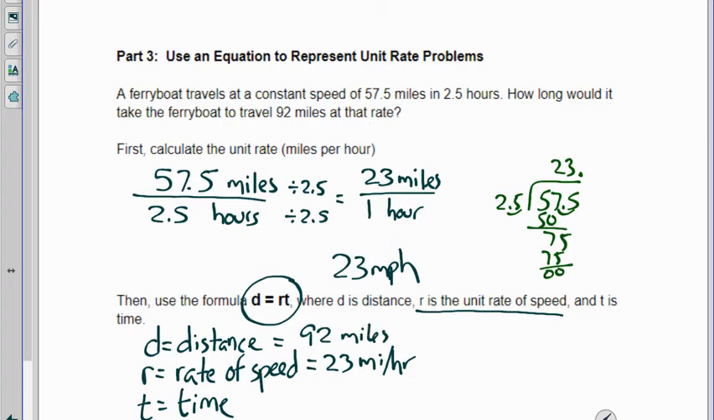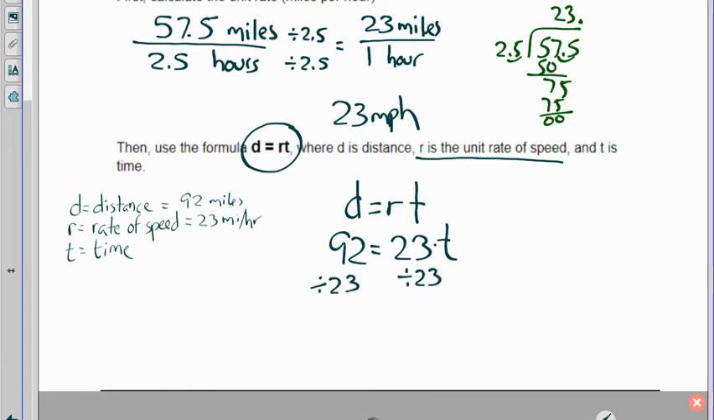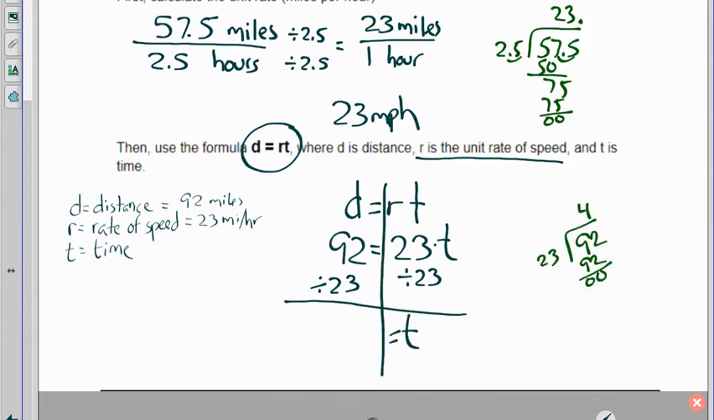So let's work this out. We'll start with our formula, and then we'll plug in what we know. We know 92 equals, the rate is 23, we're trying to find time. Now, we're going to use the old rules that we knew before. How do we undo a times 23? Well, we divide by 23, and we can do that if we do it to both sides. I get t equals, doing the division on the side, 4. So that's 4 hours. So the answer is 4 hours.